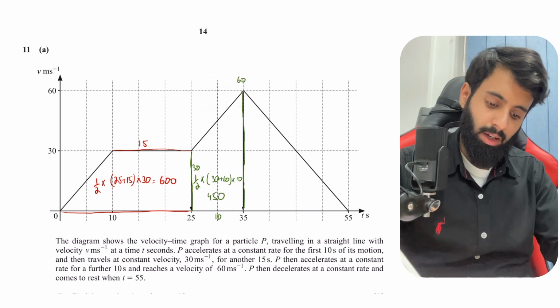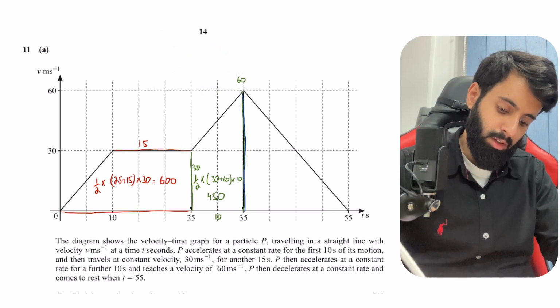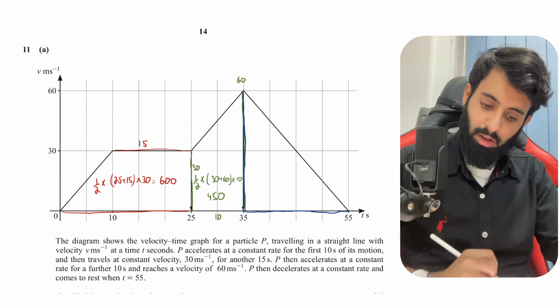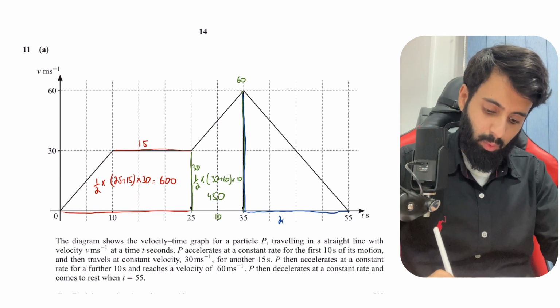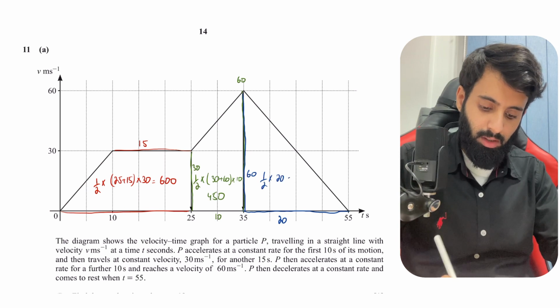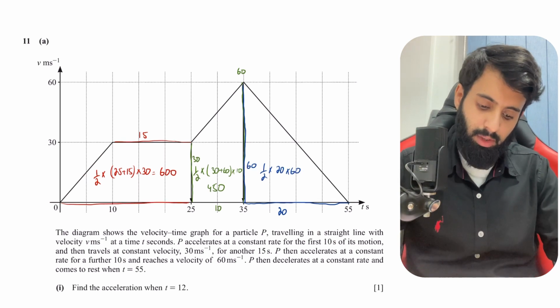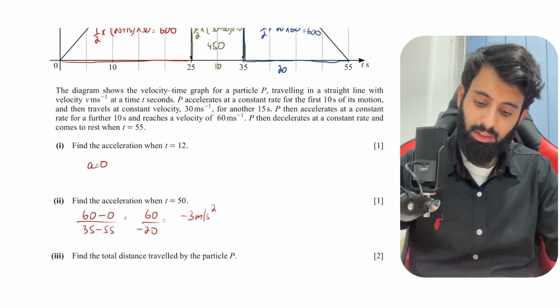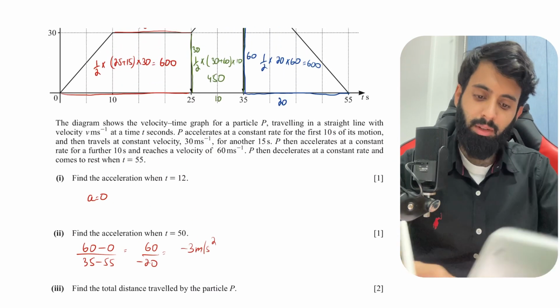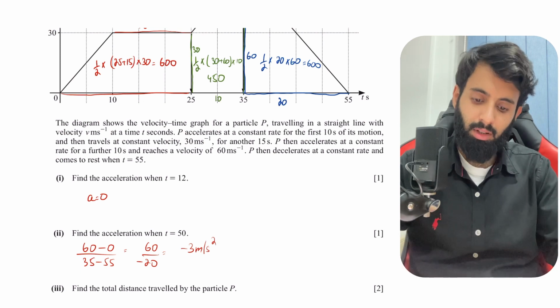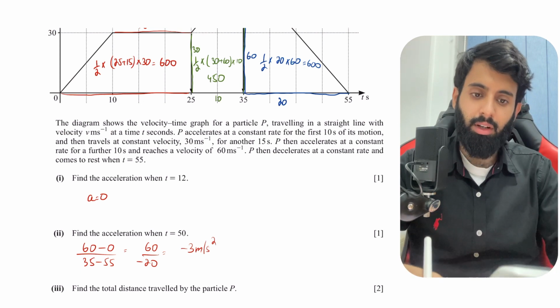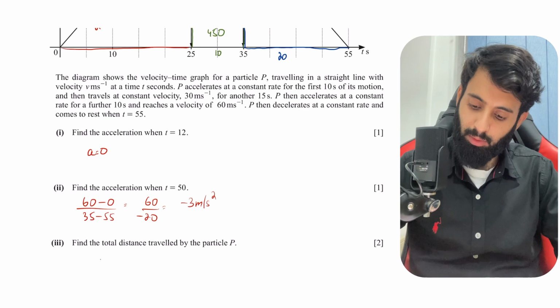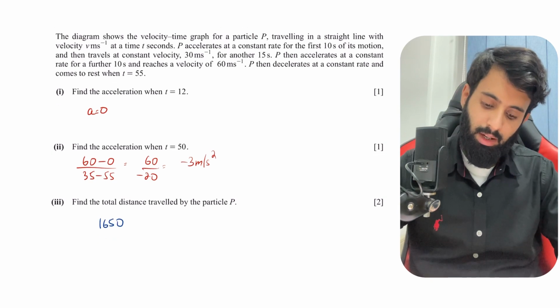And then finally we have a triangle over here, the base of which is 20 and the height is 60. So that means half times 20 times 60. 60 times 20 is 1200, and 1200 divided by 2 is 600. Now it's just a matter of adding all of them up. So we're looking at 600 plus 600 plus 450. So now we have 1650 as our total distance.